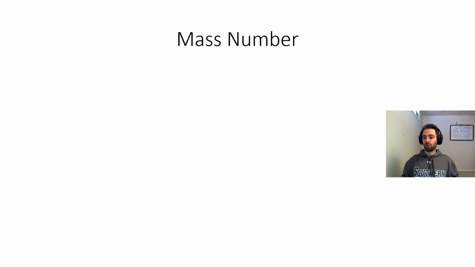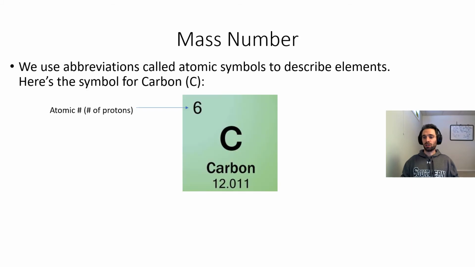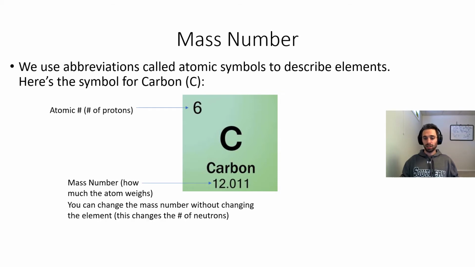Inside each element's box, there is also another number called a mass number. It is located here on the bottom. In the case of carbon, it is 12.001. This refers to how much that atom weighs. We should note that we can change the mass number without changing the element. This changes the number of neutrons.